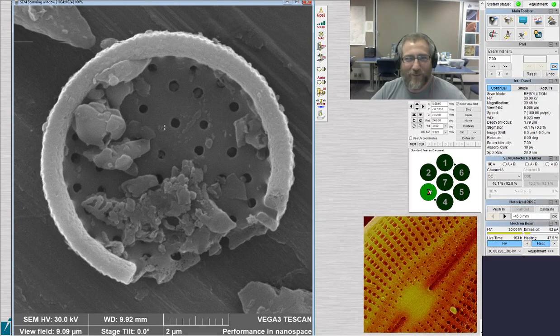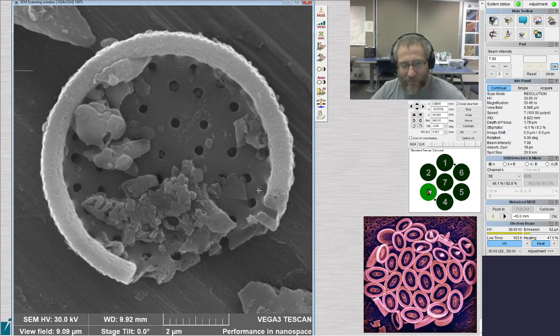Oh, interesting. It looks like at 4 o'clock you might have caught the labiate process there. Maybe? No, I don't think so. I think it looks like just a gap, just a hole. Yeah. That's what I would guess that is.